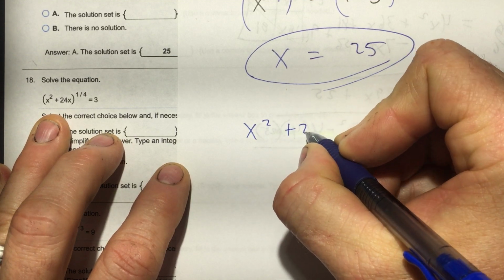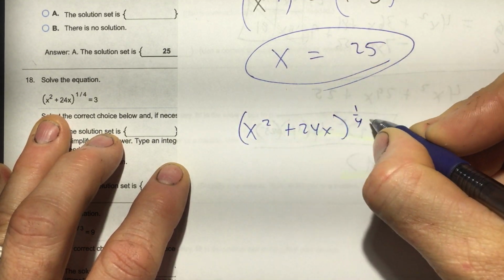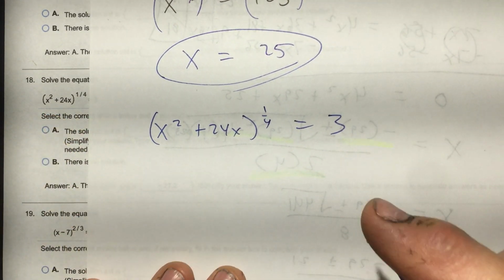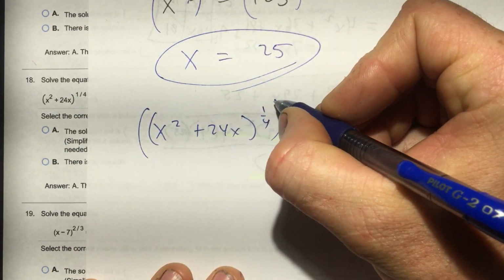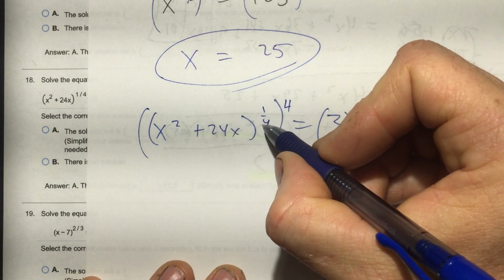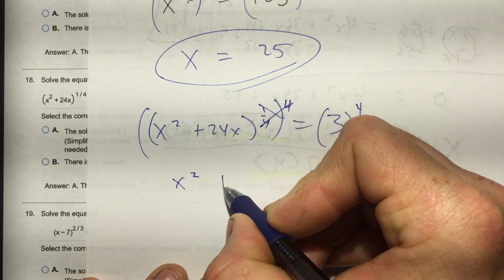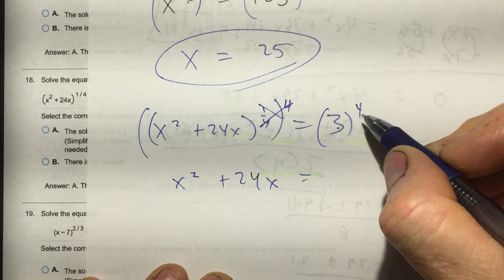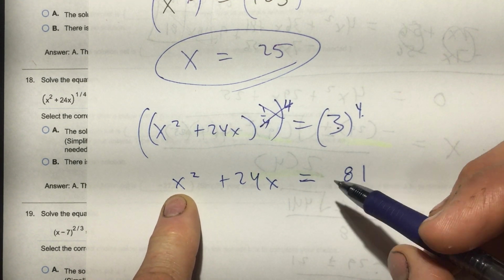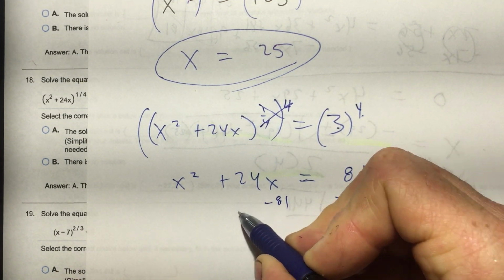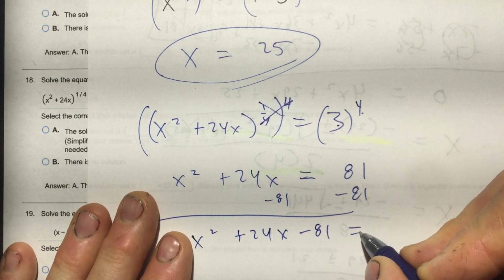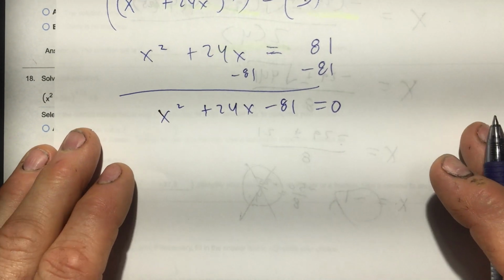I've got x squared plus 24x to the 1/4 power equals 3. Okay, well, see all this to the 1/4 power? So what I'm going to have to do is I'm going to raise it to the 4/1 power, which is the 4. Okay, when I do this now, this will cancel. So I have x squared plus 24x equals 3 to the 4th power, which is 81. And look here, I got x squared, so I'm going to have to minus 81 on both sides. Set it equals 0, because this is quadratic now.